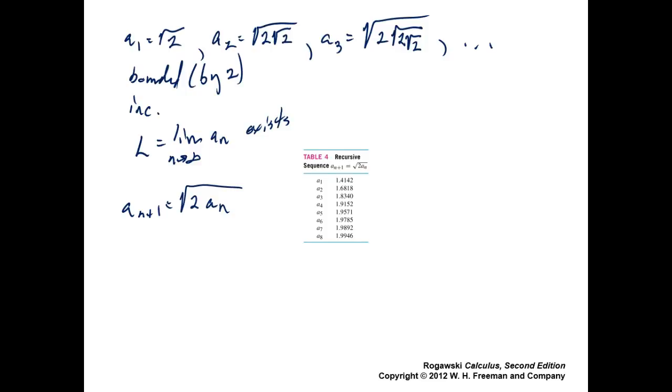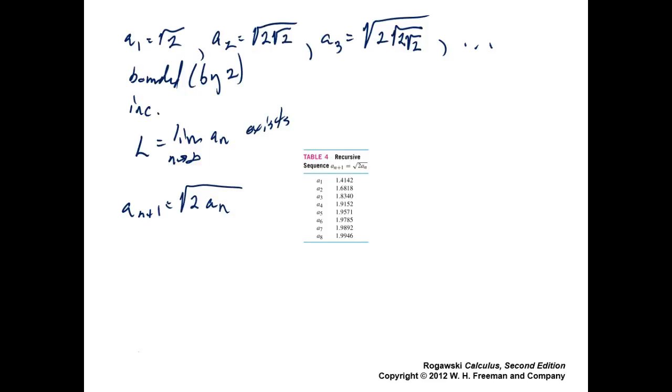Pick an a sub n, wherever it is. Then a sub n plus 1 is going to be the square root of 2 times whatever that previous one was. A sub 1 is the square root of 2, a sub 2 was the square root of 2 times a sub 1, and a sub 3 is the square root of 2 times a sub 2. So a sub n plus 1 is the square root of 2 times a sub n.